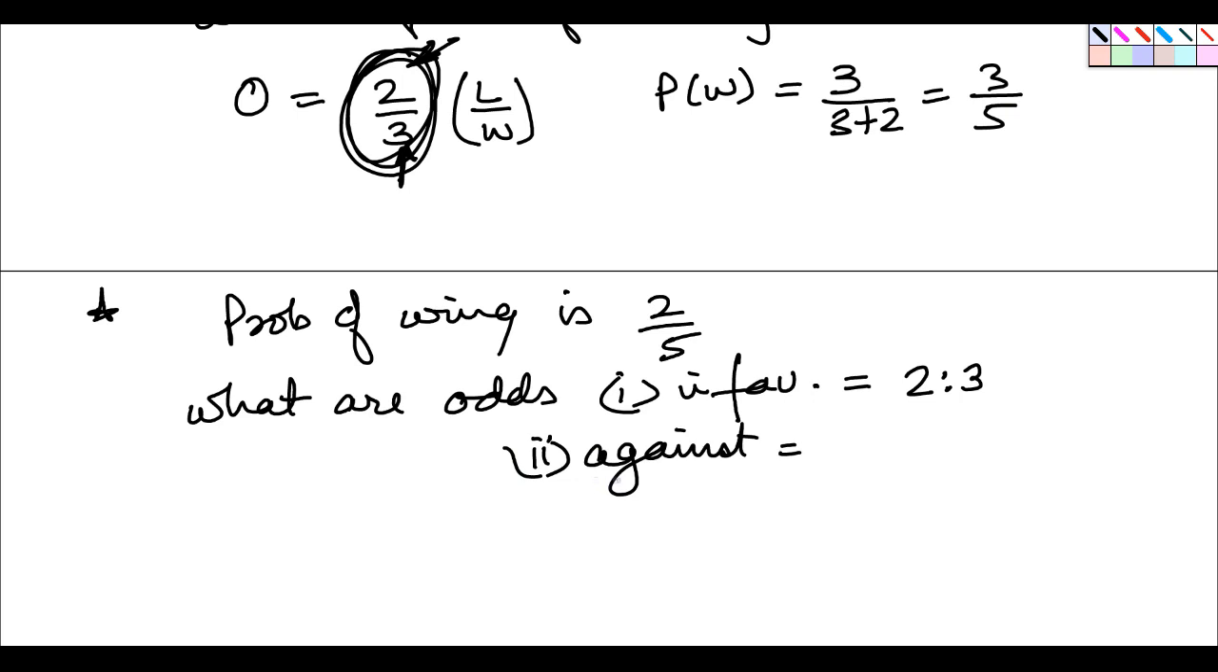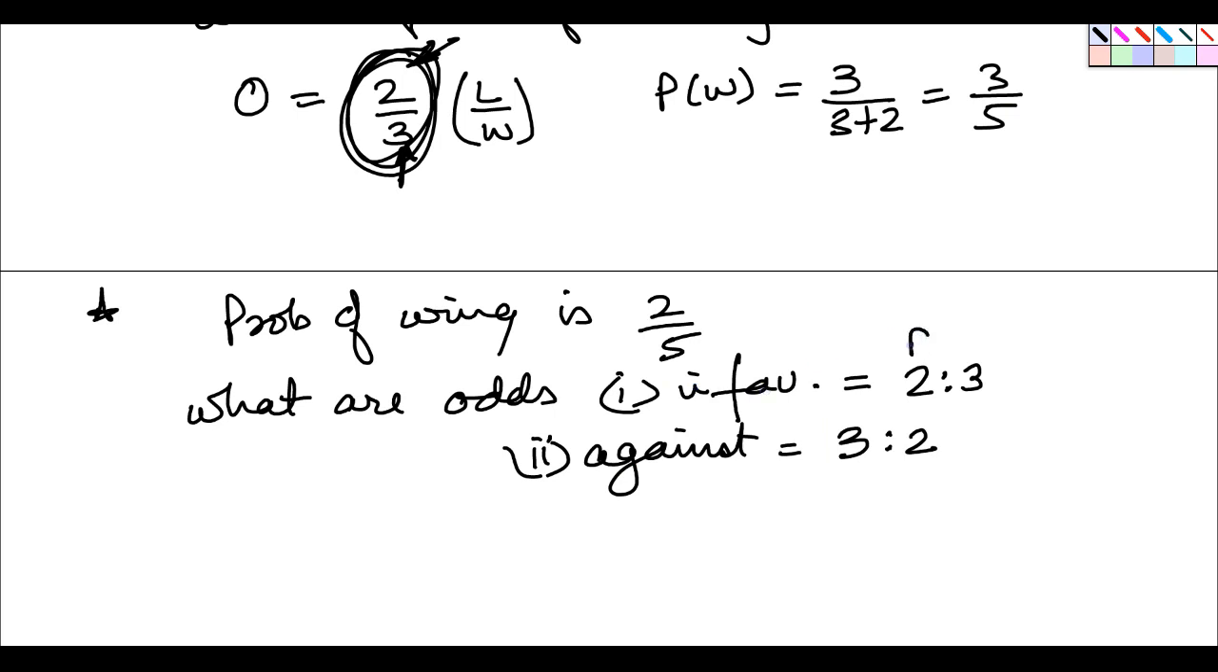Now next we need to mention these odds in terms of against. Out of these 5 games, I am winning 2, so how many am I losing? 3 I am losing. Now I need to express them in against, so I'll say how many am I losing? 3. So if I'm losing 3, I'll be winning 2.